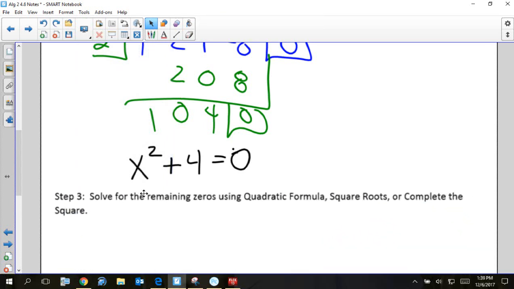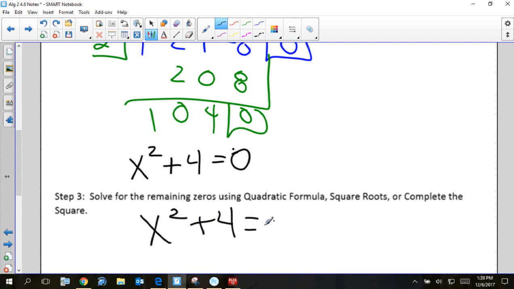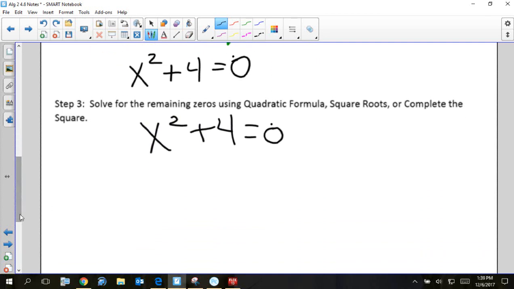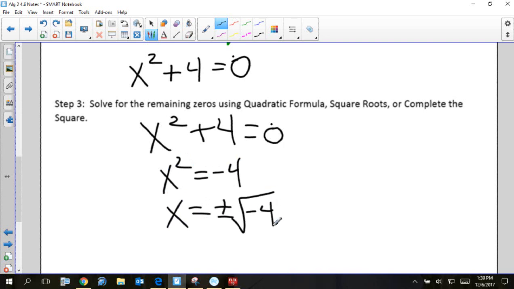So my next step says solve for the remaining zeros using quadratic formula, square roots, or complete the square. It doesn't say factoring, but you could do factoring on occasion. When I have just an x squared and then a number, I like to do it by square roots. I think it's easy by square roots. So I'll do x squared equals negative 4. So x equals plus or minus the square root of negative 4. x equals plus or minus 2i.